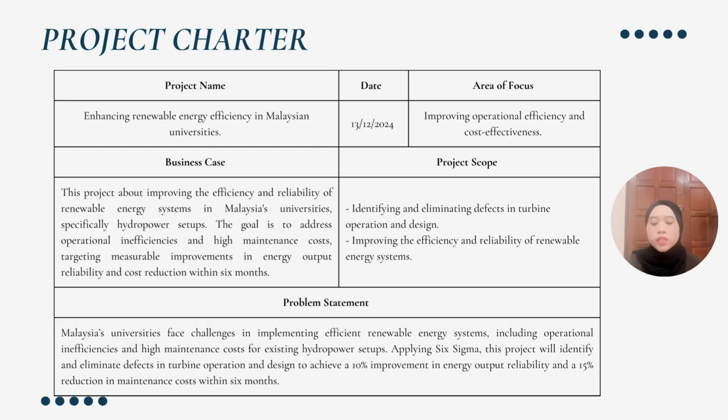Okay, next is the project charter. Project name: Enhancing Renewable Energy Efficiency in Malaysia. This project is about improving the efficiency and reliability of renewable energy systems in Malaysian universities. The goal is to address operational inefficiencies and high maintenance costs, targeting improvement in energy operability and cost reduction within 6 months. So we are focused on improving operational efficiency and cost effectiveness.